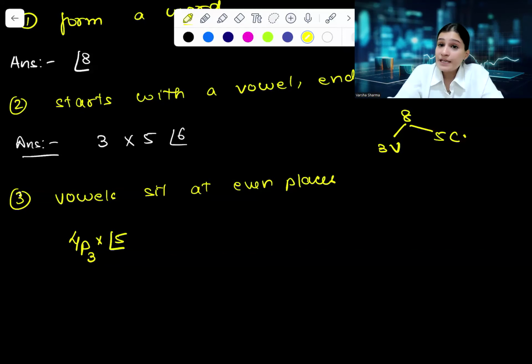So vowels can be seated in the even places in 4P3 ways. The consonants can be seated in 5 factorial ways. Total number of ways is the product of these. You need to calculate it, everyone. Just explaining right now. Clear? Yes, ma'am.